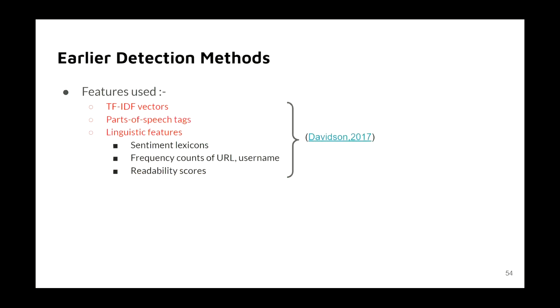So after the brief discussion of datasets, let's move to the features. These are specifically features used in very early detection methods. In this study, they used a large number of features like TF-IDF vectors, parts of speech tags, and linguistic features like sentiment lexicon. And these methods are still very applicable in the current world.